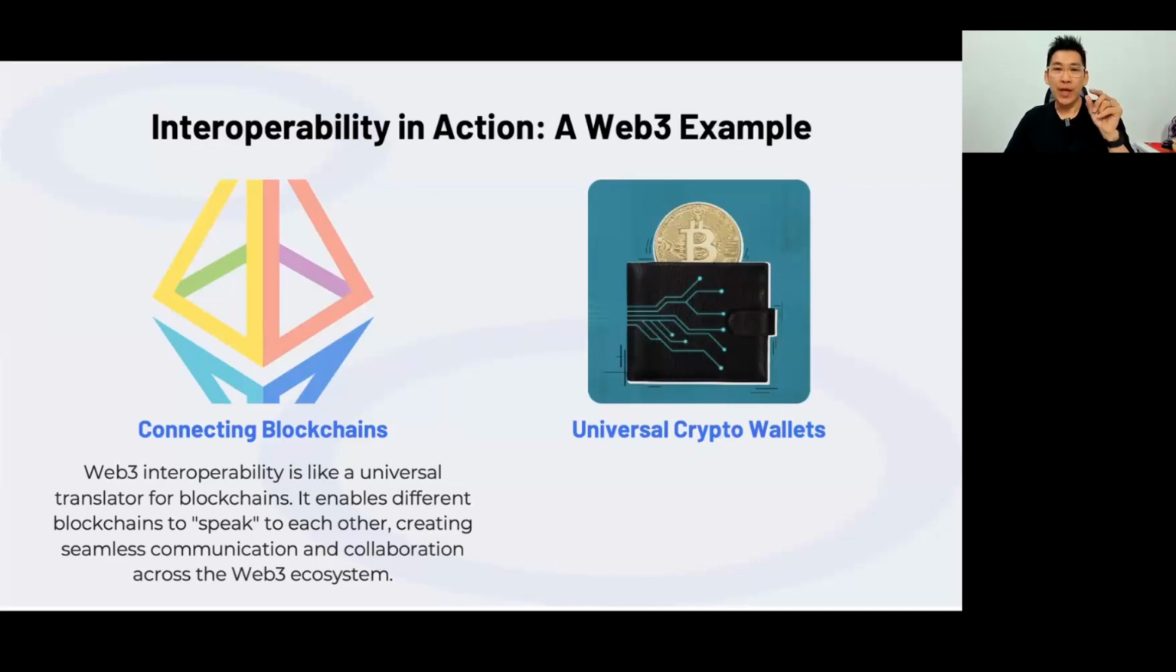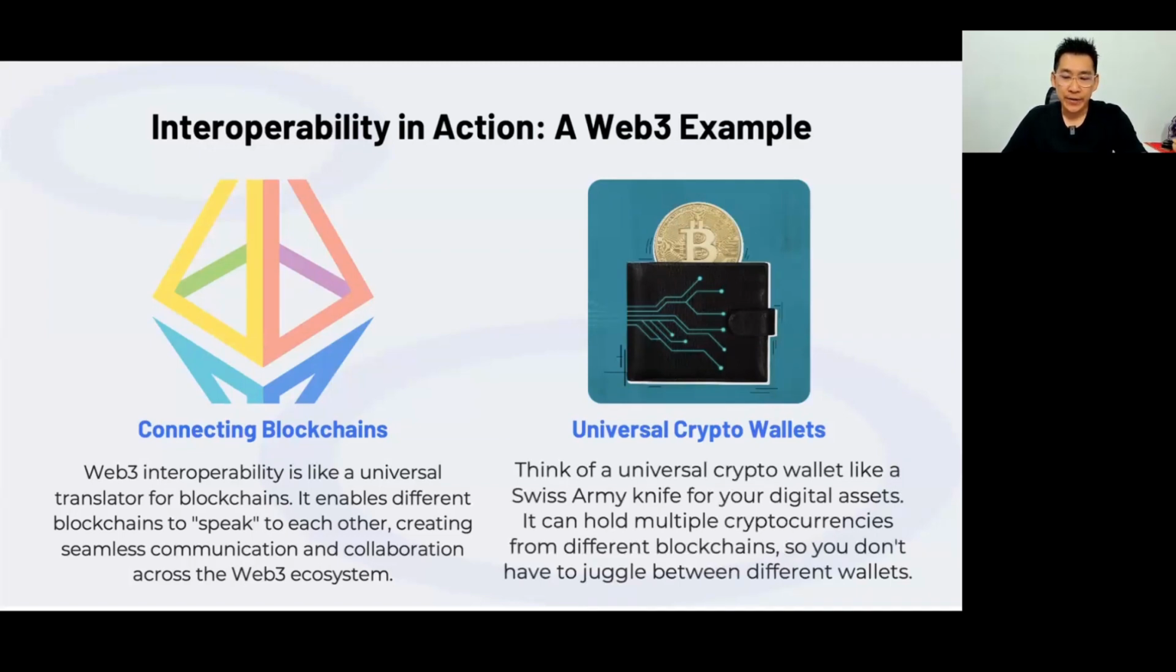So you will be able to use a digital wallet, which is your universal login, to access this social media, this membership, this software, and so on. And then we have the universal crypto wallets. Think of a universal crypto wallet like a Swiss Army knife for your digital assets. It can hold multiple cryptocurrencies from different blockchains, so you don't have to juggle between different wallets.